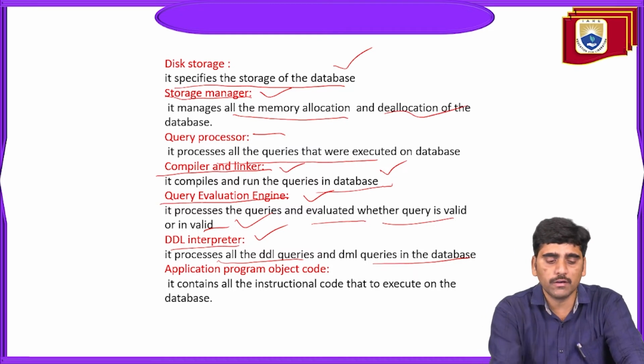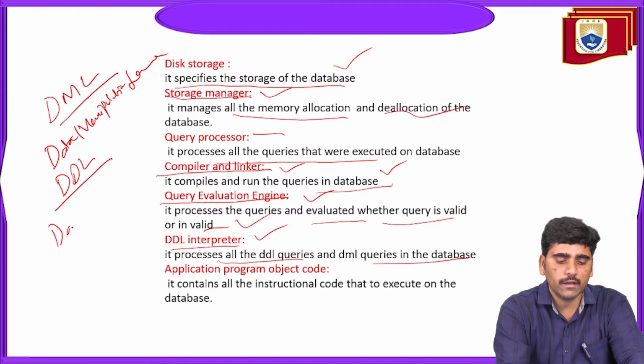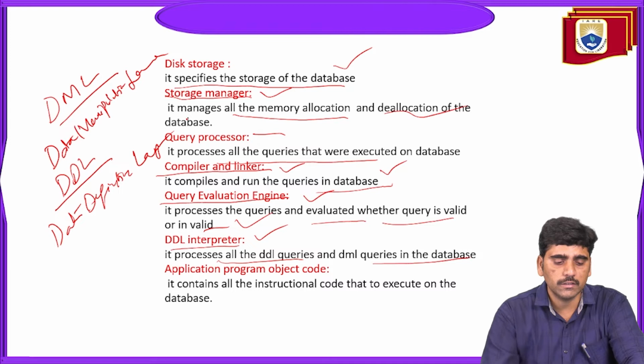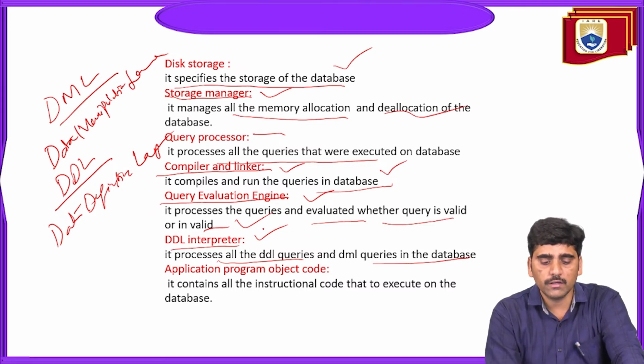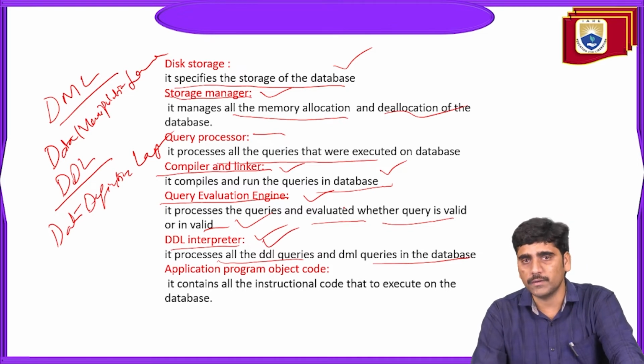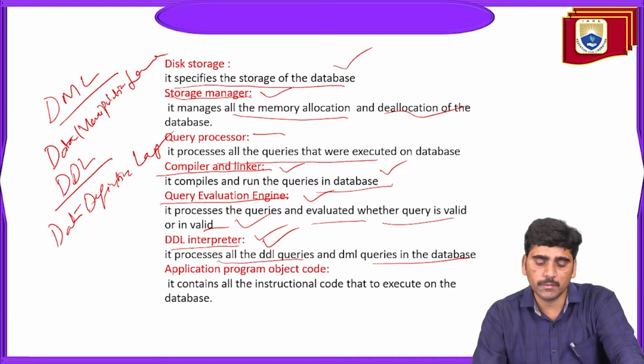So DML stands for data manipulation language, and DDL stands for data definition language. These two types of queries, DML queries as well as DDL queries, are handled by the DDL interpreter and the DML compiler. The DML compiler compiles all the DML queries, and the DDL interpreter interprets the DDL queries.